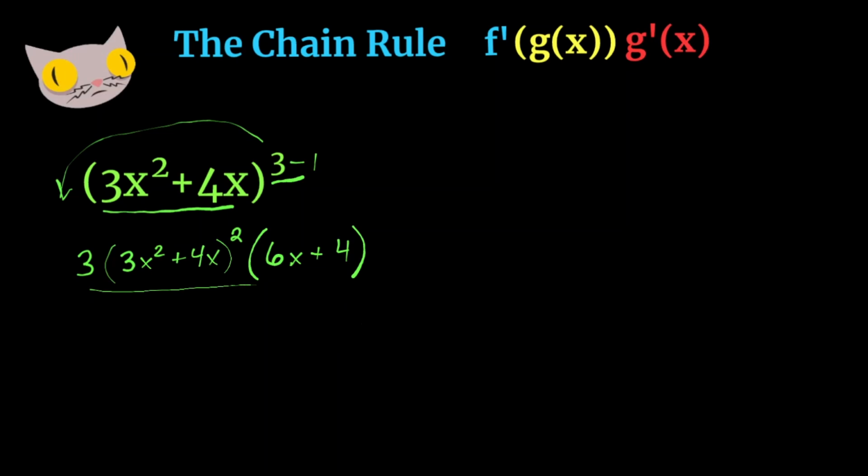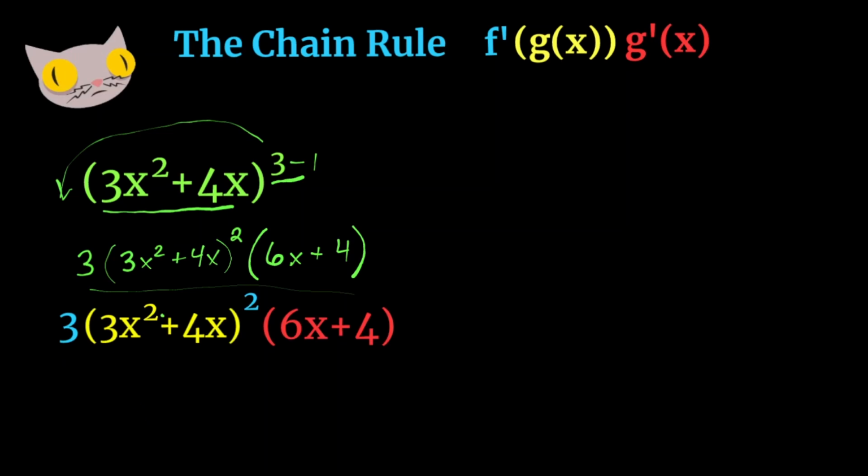This is our answer. So here I color-coded it. We have our outermost function here. That corresponds to this. We have our innermost function, which is left alone. And then over here, we have our innermost function that we differentiated. Let's do another fast example.